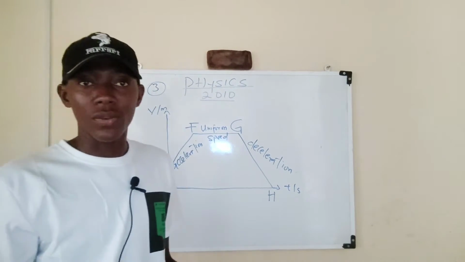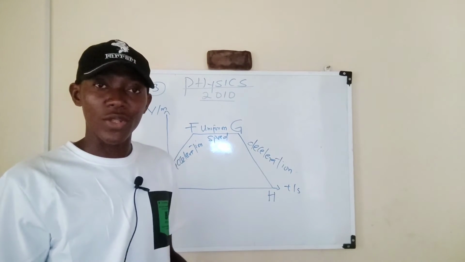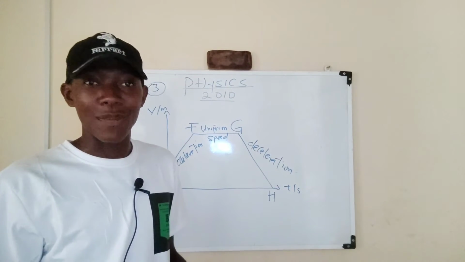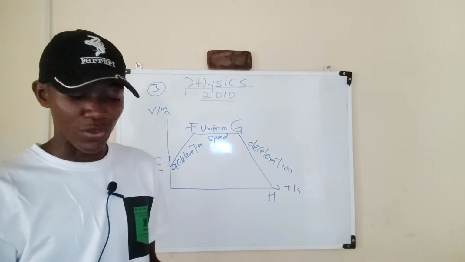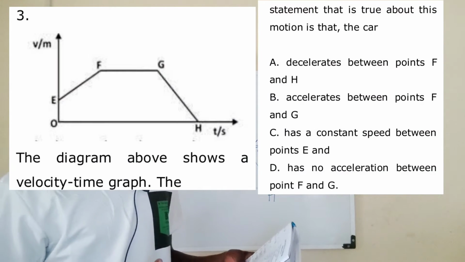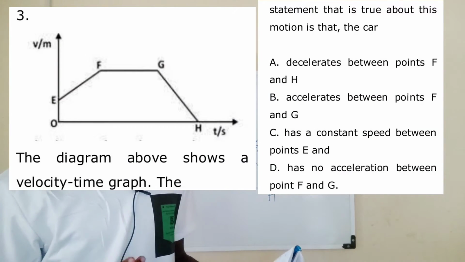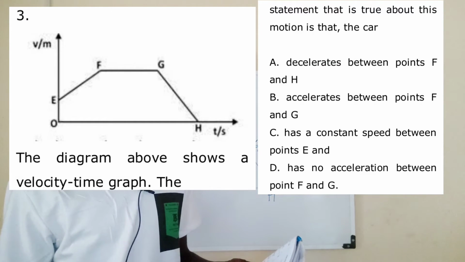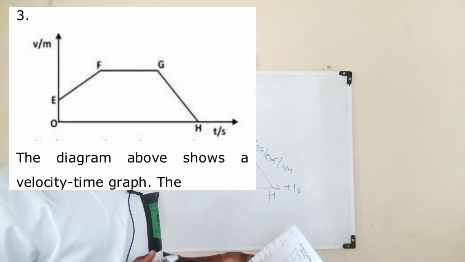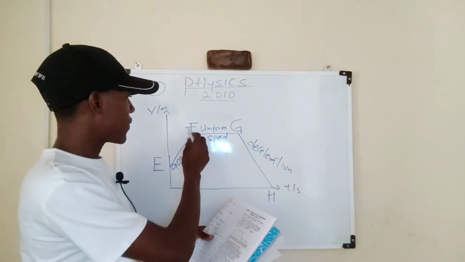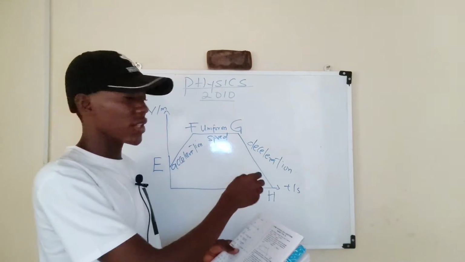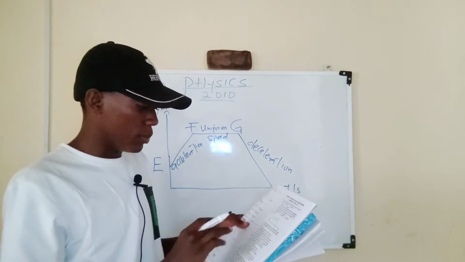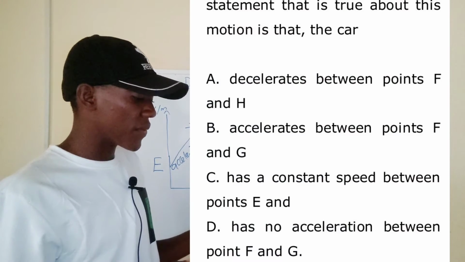Now we're going to look at the questions, and then we'll check which option is the right answer based on the little explanation I've given you here. Now it says the diagram above shows the velocity time graph. The statement that is true about this motion is that A, the car decelerates between point F and H. If we look at point F and H, there was no deceleration. Deceleration is between point G and H. B says accelerates between point F and G.